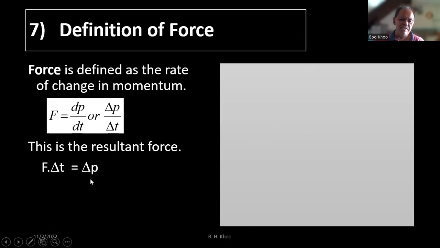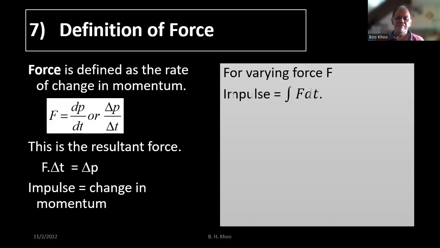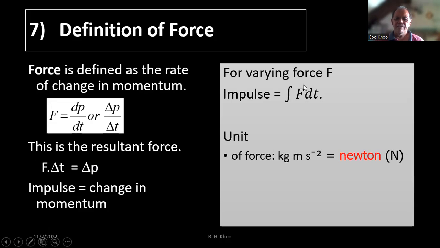We can take delta t across there, and we define a new term, impulse. Impulse is just the force times the time that the force is applied. Or from this equation, it equals the change in momentum. The impulse causes a change in momentum. If it's a varying force, normally we use integration, with dt across there. Integrate that to get the impulse.